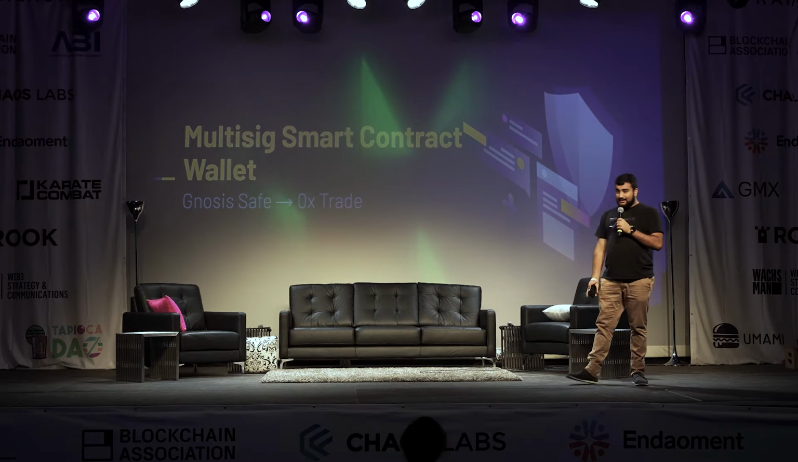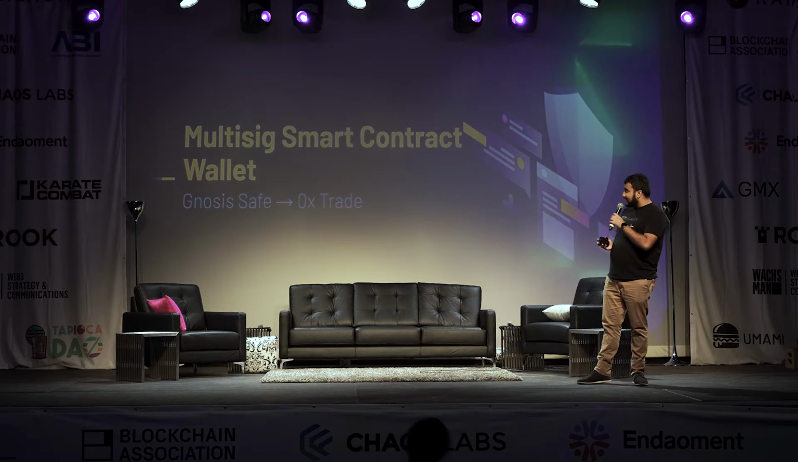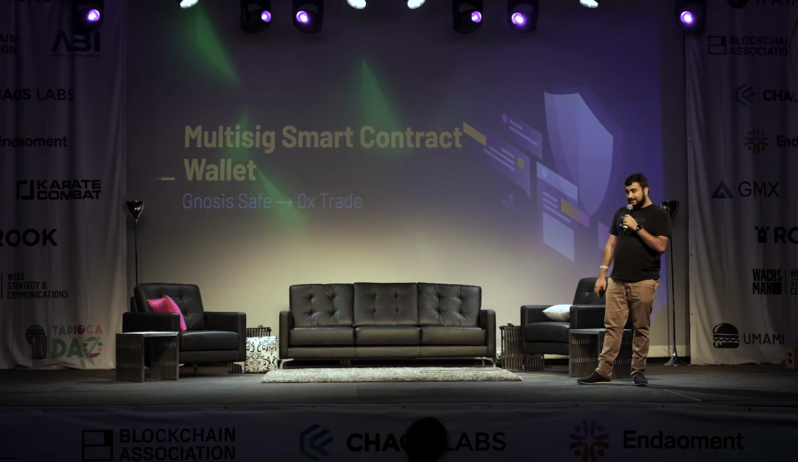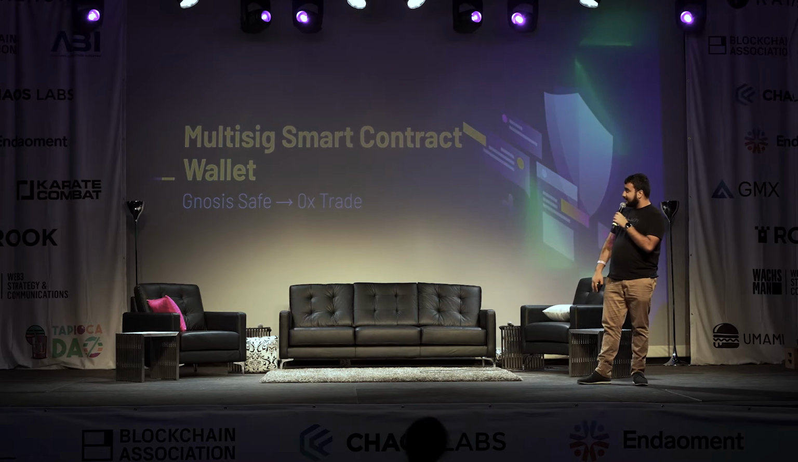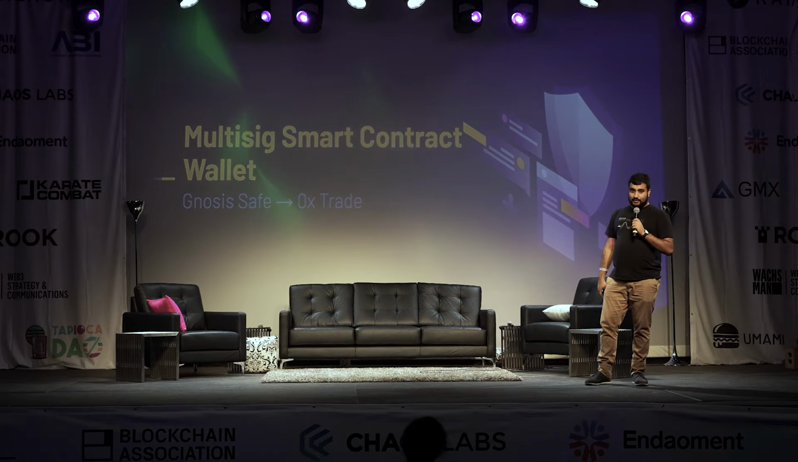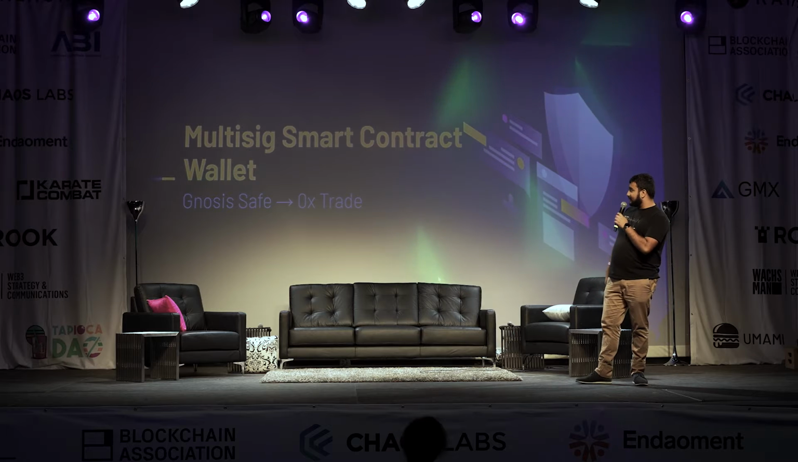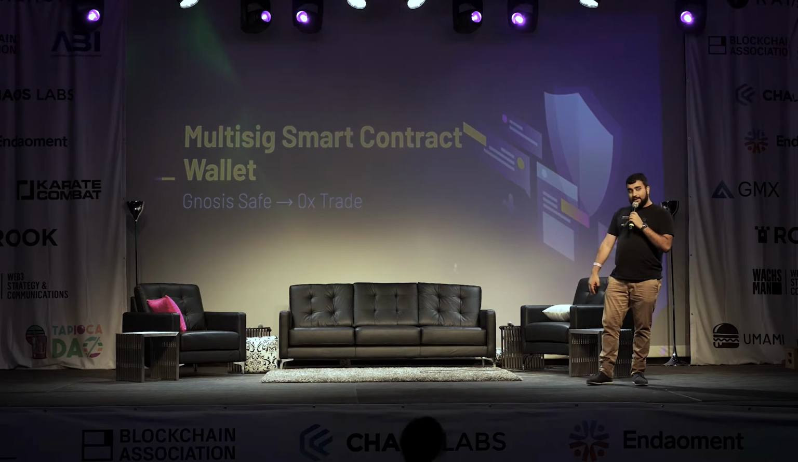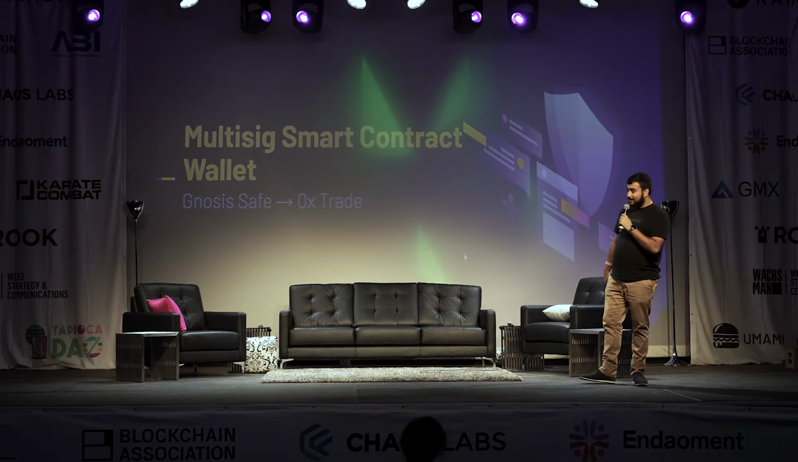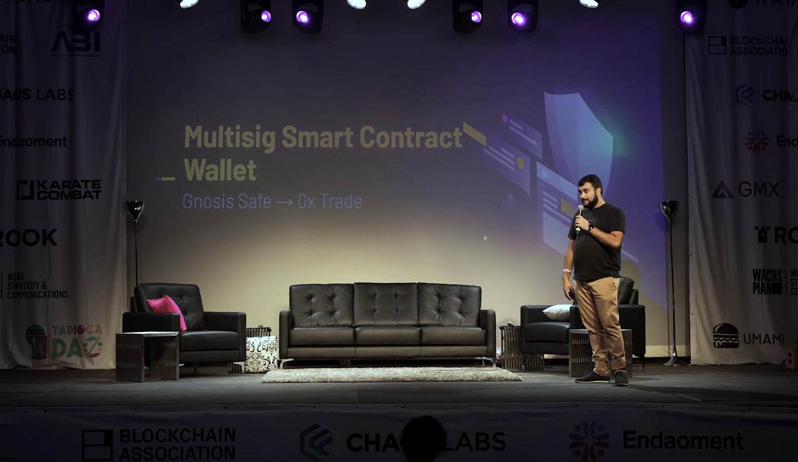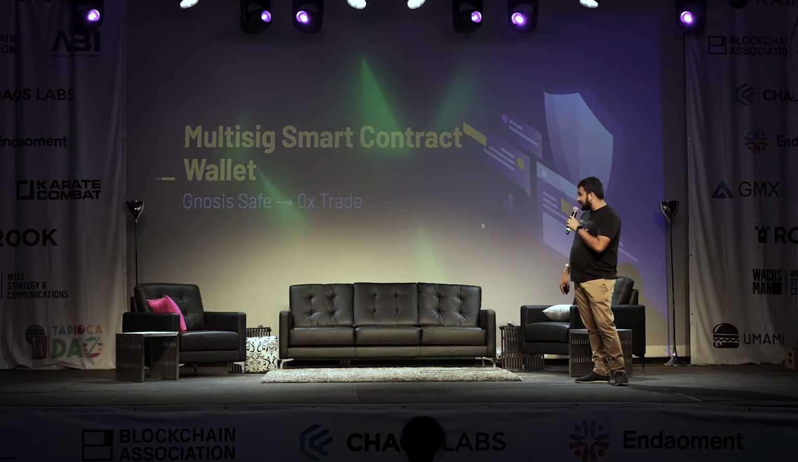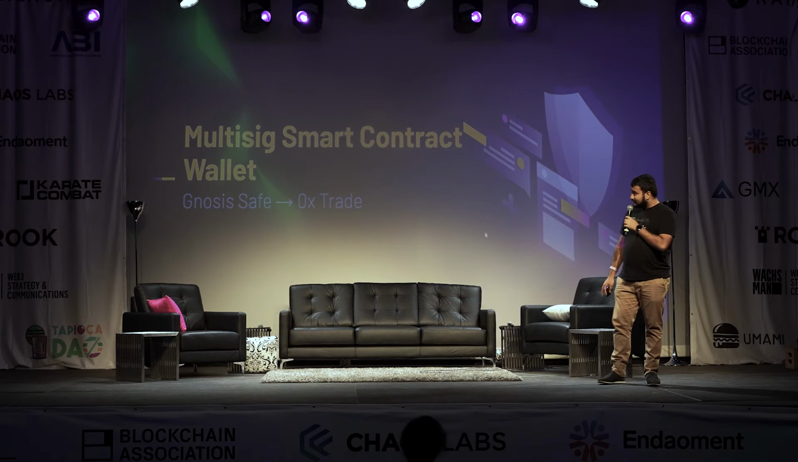So the most obvious use case for metatransactions would be multi-sigs. Gnosis Safe is a fairly well-known multi-sig wallet. And we can go through an on-chain, real-world example of doing a trade on 0x with a metatransaction with a Gnosis Safe wallet.